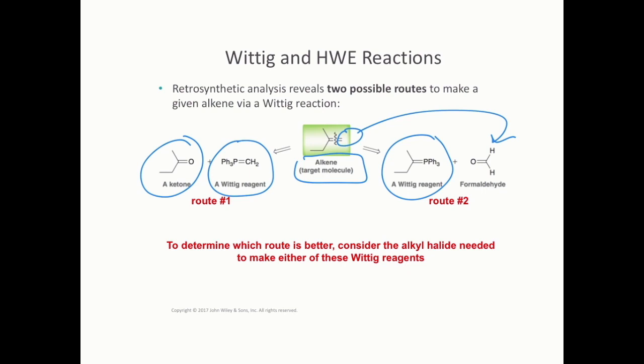Consider the alkyl halide needed to make either of those Wittig reagents. So let me know in the chat, route 1 or route 2, which would you use and why?